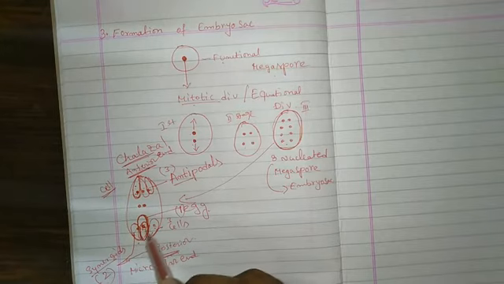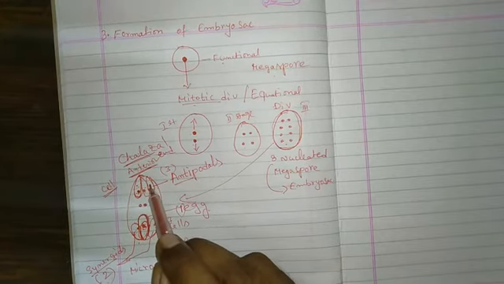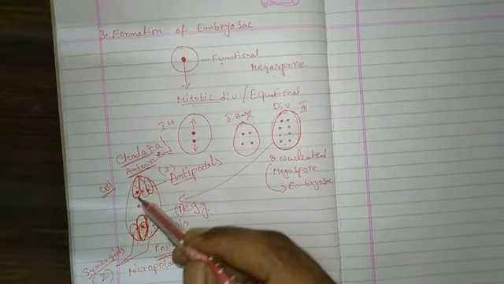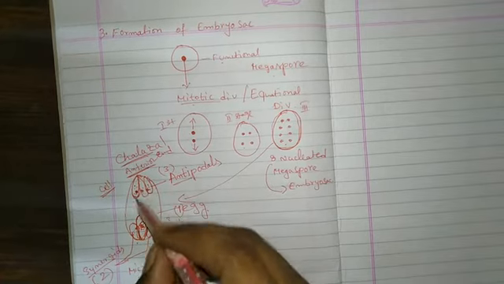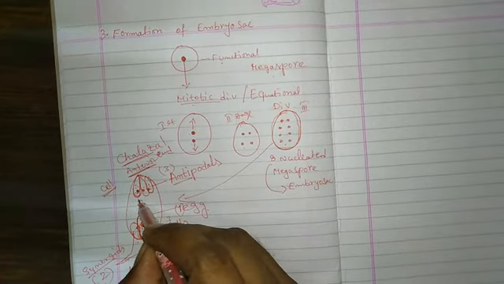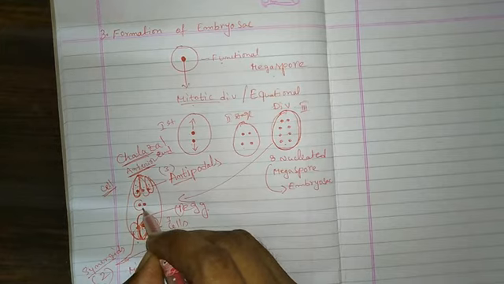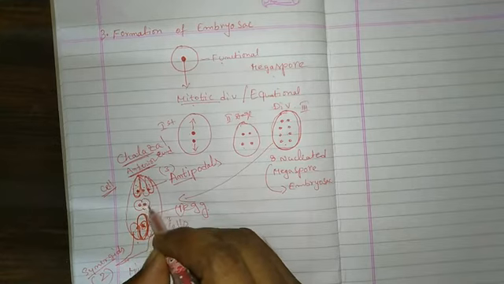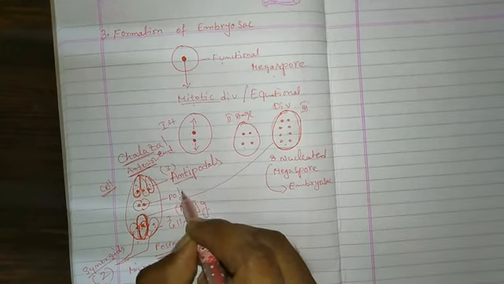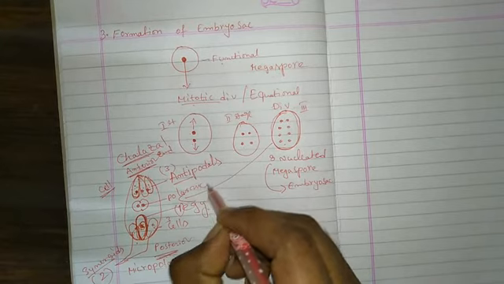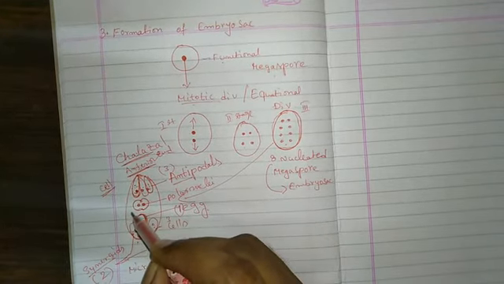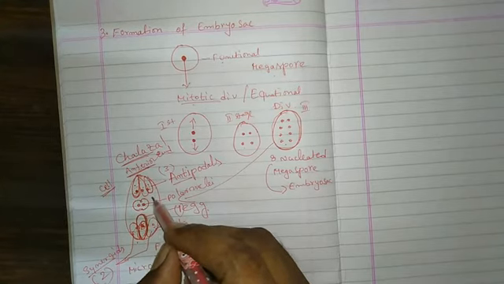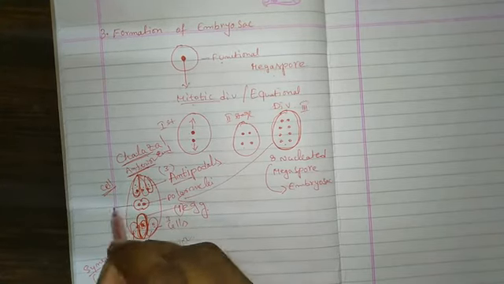So here three cells are there, above also three cells are there. And another one is in the central portion, where two nuclei are present. These two nuclei are called polar nuclei. Here also the cell wall covers this cell, and this is called a central cell. We can call it a central cell.